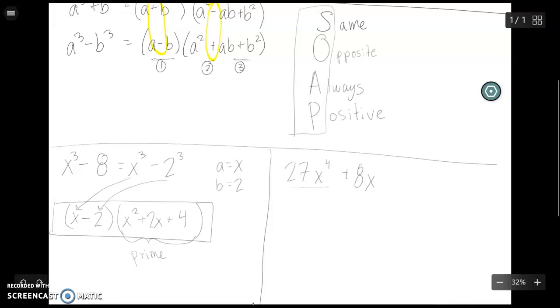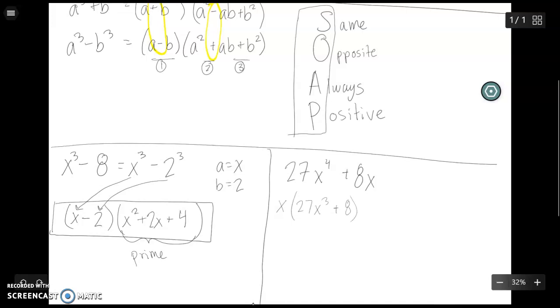Now, neither of these terms, the 27x to the 4th or the 8x, neither of those are perfect cubes. So initially my thought is, well, we can't use the sum of cubes technique here. We actually can. What we need to do first is use another factoring technique. We need to factor out the greatest common factor of these two terms, which is x. So I'm going to factor an x out, and then I'm left with 27x cubed plus 8.